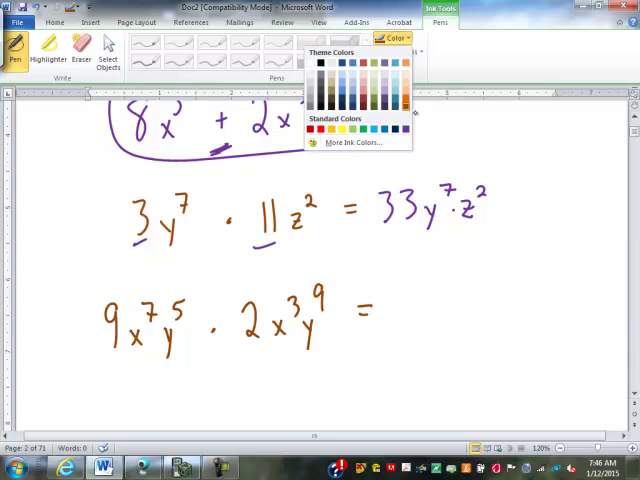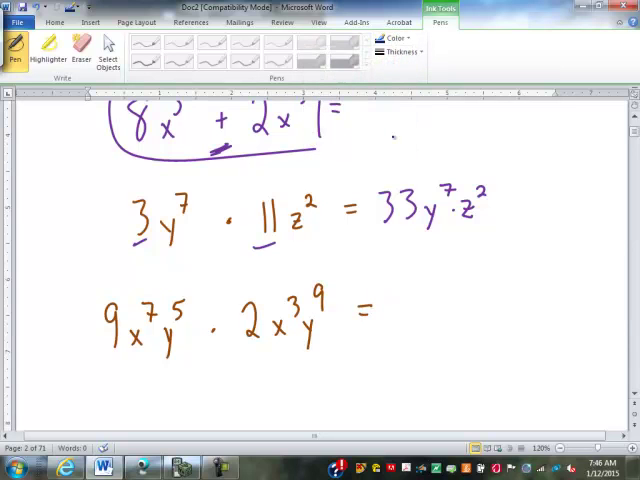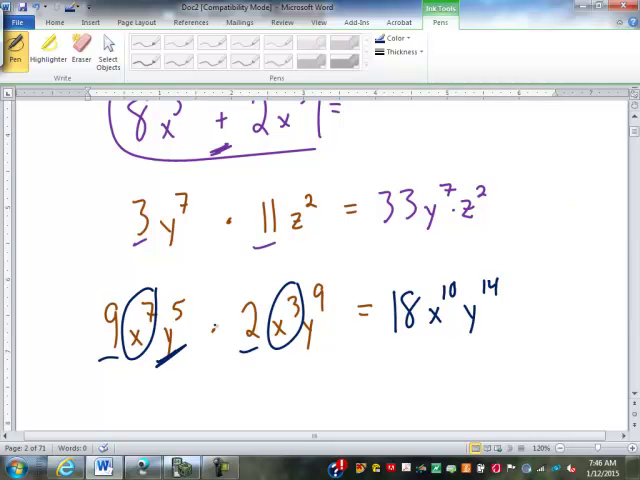So what would we do with this one? Okay, 9 times 2 is 18. X to the 10th, y to the 14th. Good. We treat each variable separately. X to the 7th and x to the 3rd. 7 plus 3 is 10. We get x to the 10th. Y to the 5th and y to the 9th. We get y to the 14th.